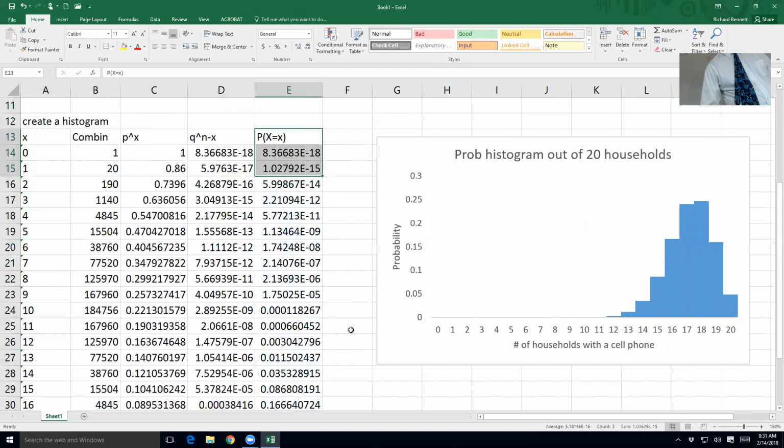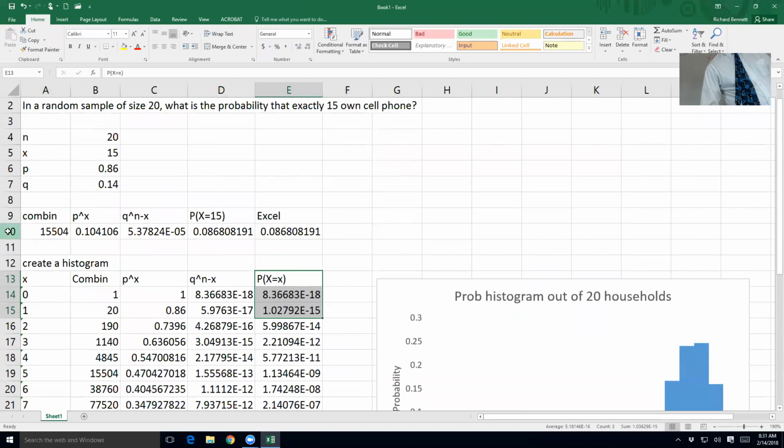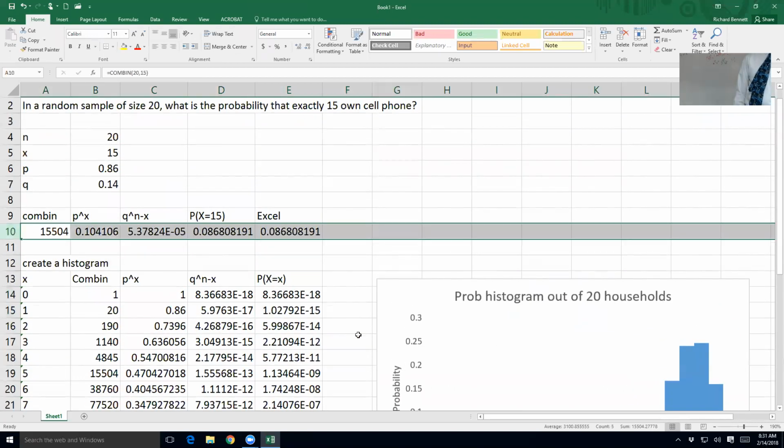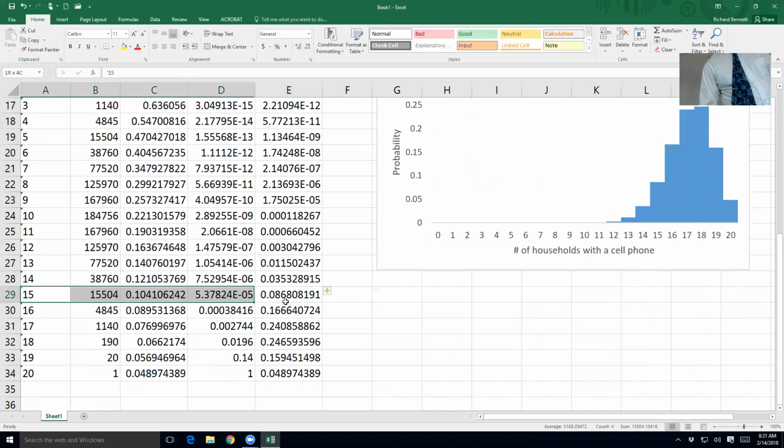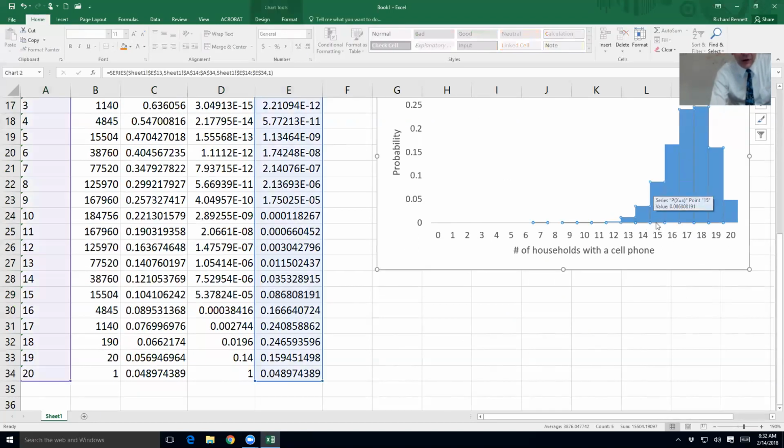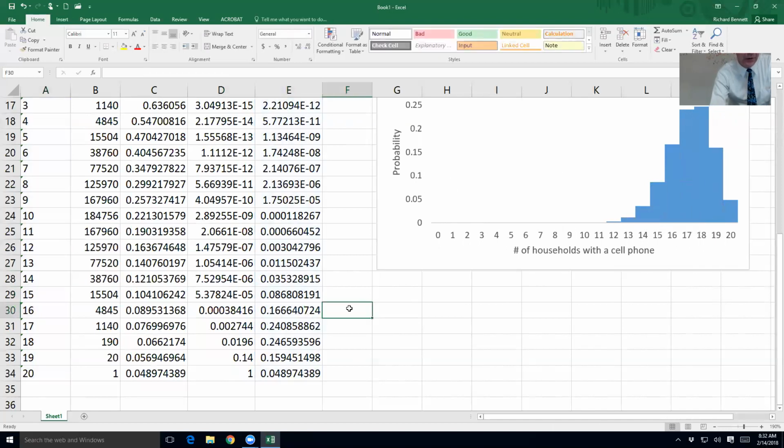Okay. Now, just for fun here, I did that one by itself. So this is the probability that X equals 15, and I got 0.086. X equals 15, I got 0.086 again. See that? X equals 15, that's going to be this column right here, which is just below 10%. So that's exactly 15.